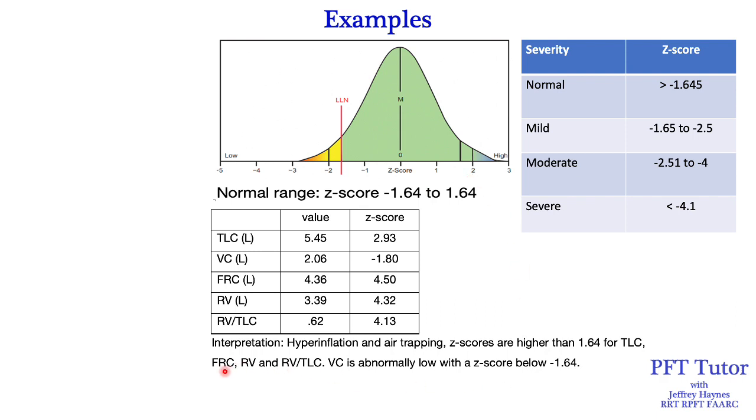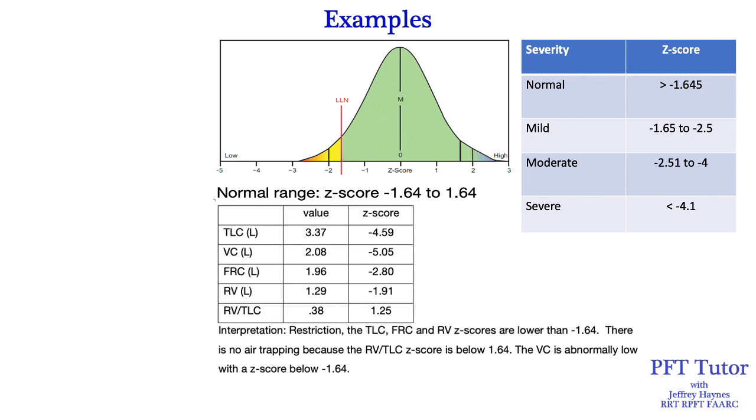All of the different values like FRC, residual volume are also increased. The vital capacity is abnormally low with a z-score below minus 1.64. They don't really offer severity grades for things above the upper limit of normal, but in terms of the forced vital or the vital capacity, a z-score of minus 1.8 would be classified as mild impairment.